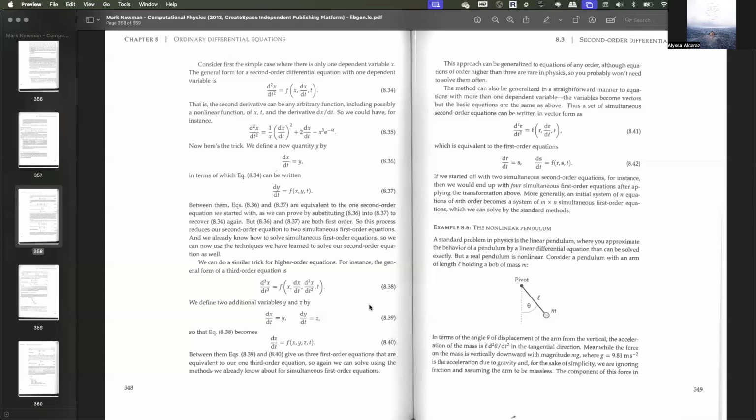Okay, so let's pause there for a second. Let's make sure we understand what's happening. So let me ask first a question. Here we have a second order in the derivative of x, right? But here I have x cubed. So does that make this a third order? No. Why not?